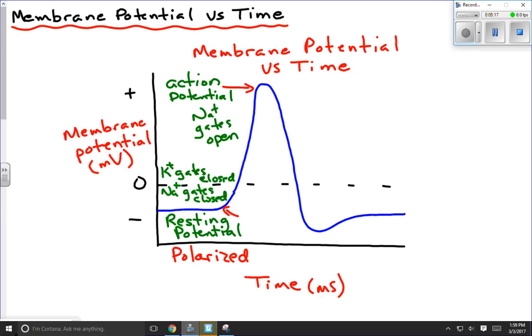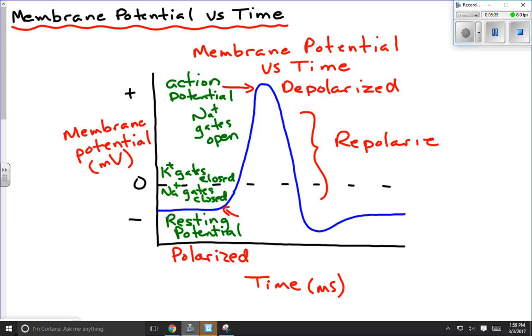During action potential, we refer to this as a depolarized membrane. This portion of the membrane has become depolarized. It's the opposite of polarized. It's positive on the inside, negative on the outside. Well, what has to happen is the neuron has to repolarize. It has to go back to the way it was in the first place.